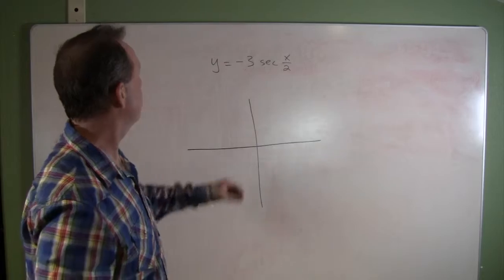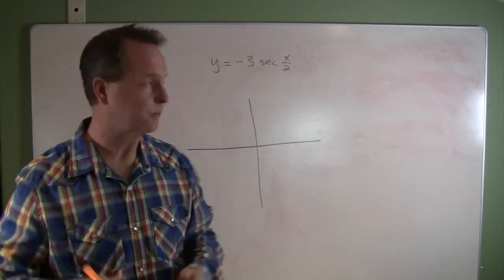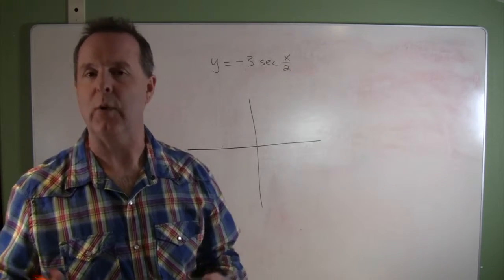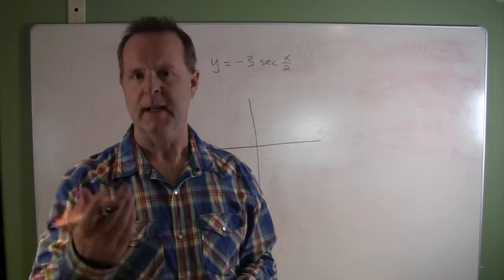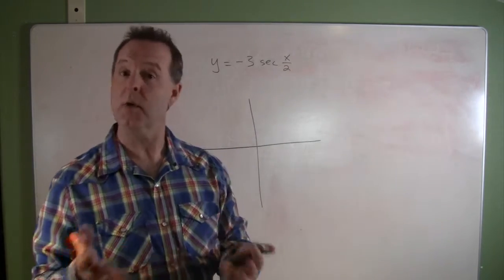Now let's try to graph -3 secant x over 2. And the best way, or a way to do this, will be to graph its reciprocal function. And you remember what its reciprocal function is? The reciprocal of secant was cosine.